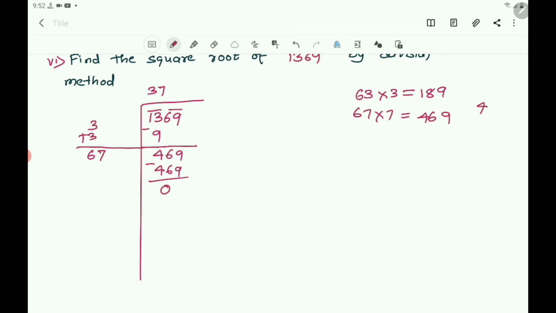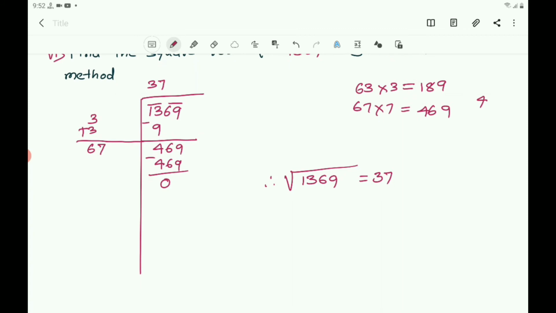Therefore, square root of 1369 equals 37.